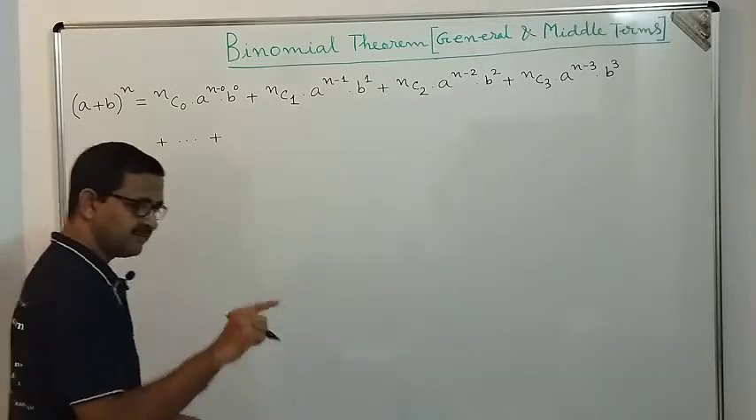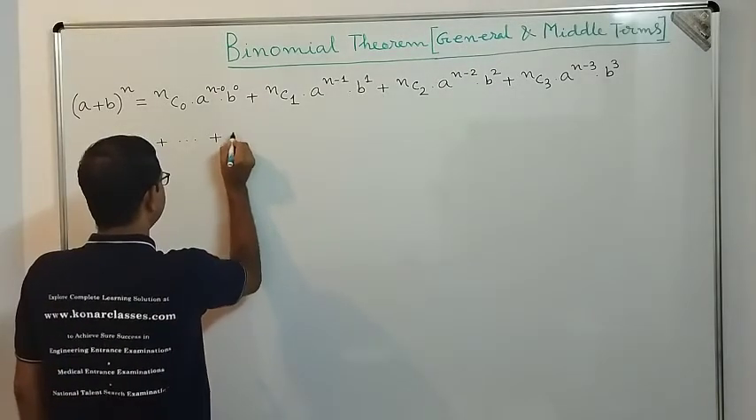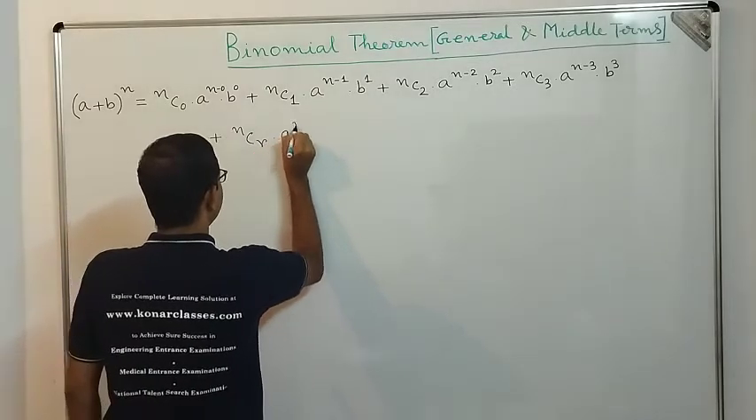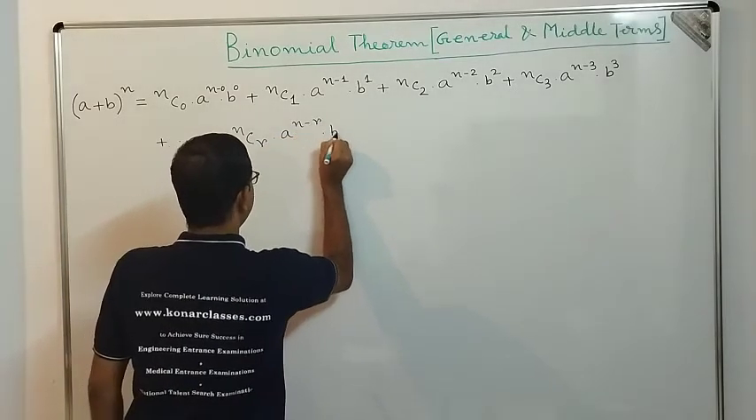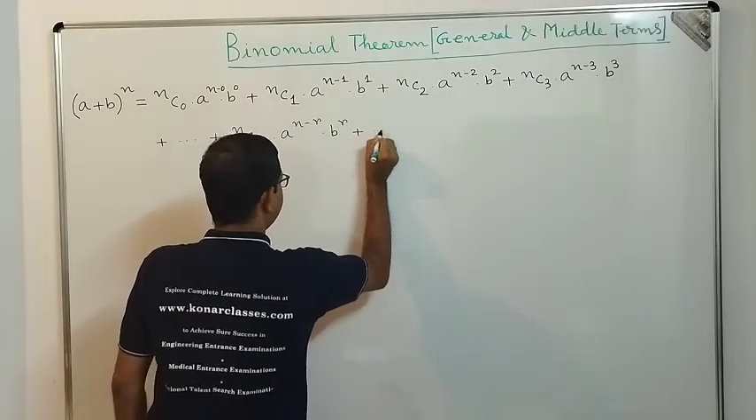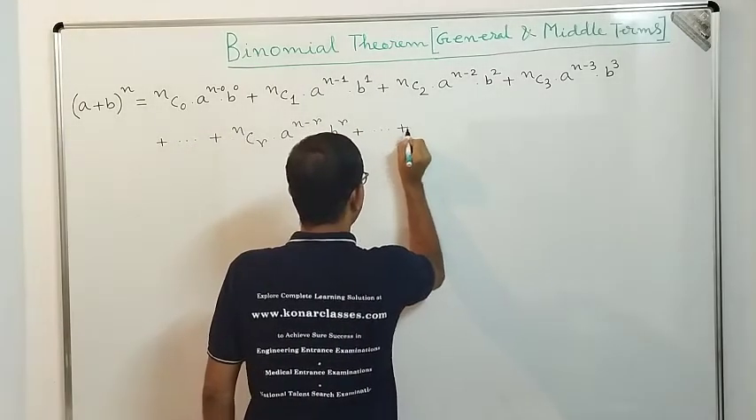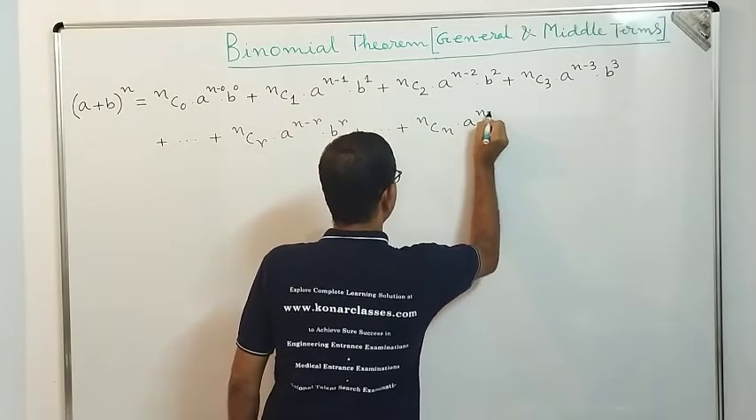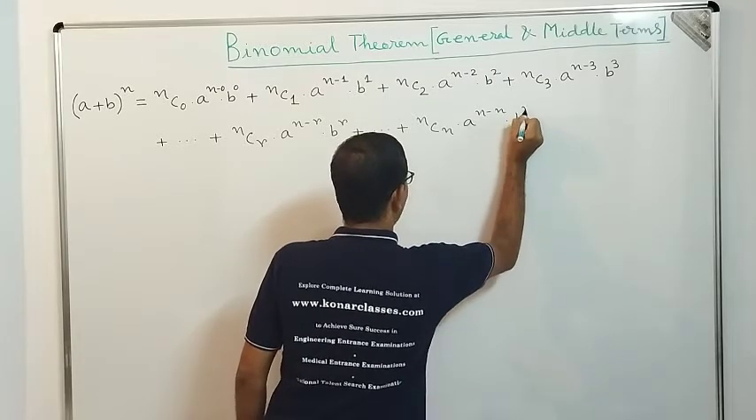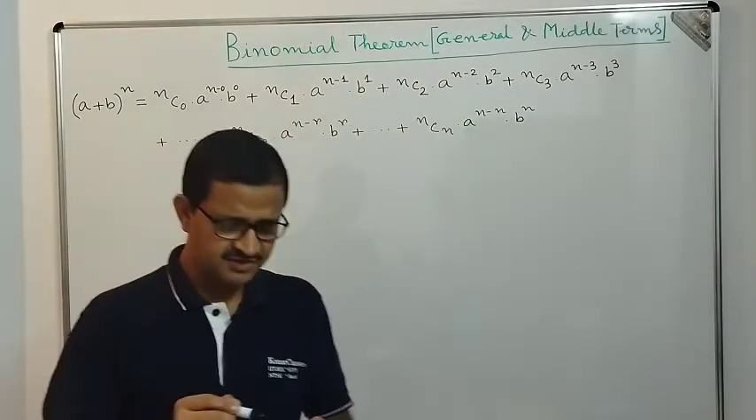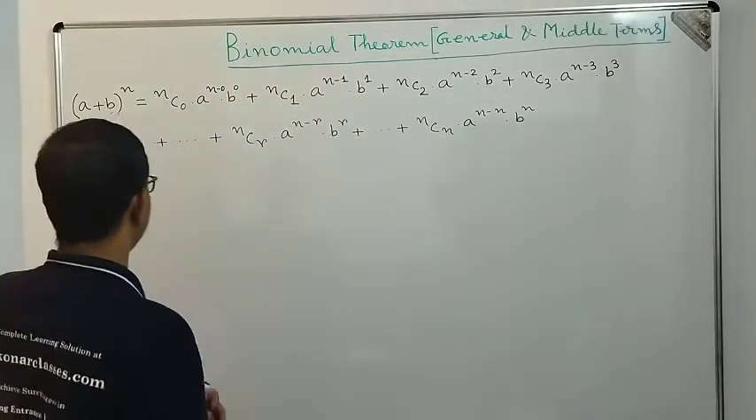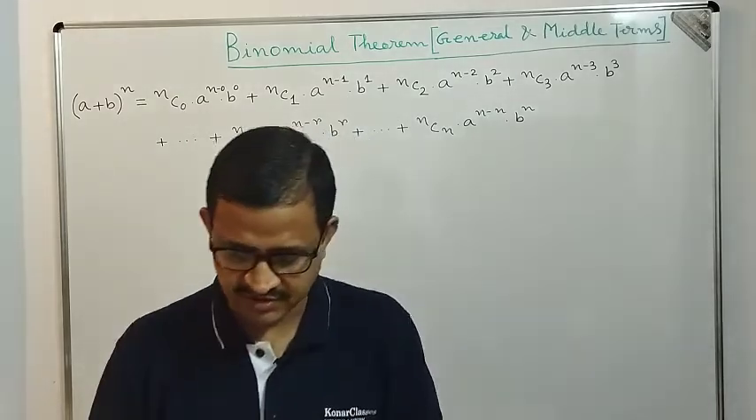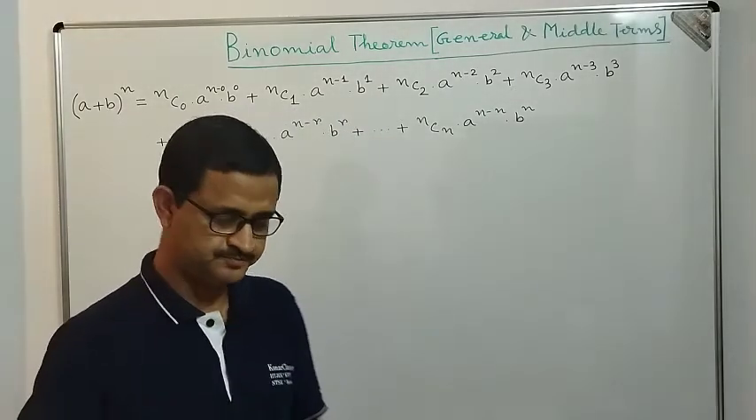Then we will get a term in between, which we define as the (r+1)th term, that is equal to nCr into a^(n-r) into b^r, plus again it will continue, and then we reach the last term, that is nCn into a^(n-n) into b^n. In our previous sessions I explained this expansion in detail, but what we are going to discuss today is the general term.